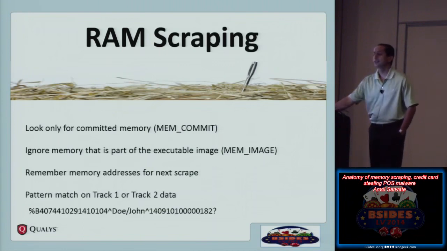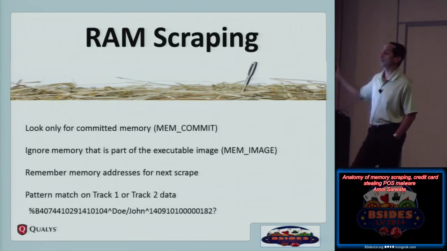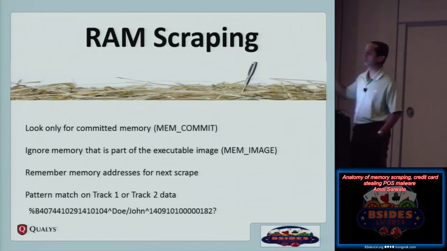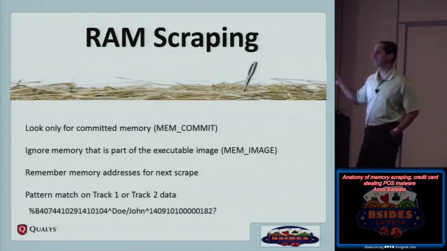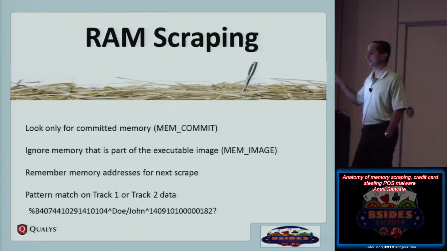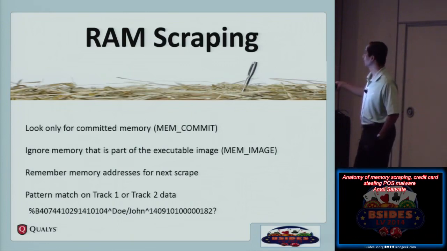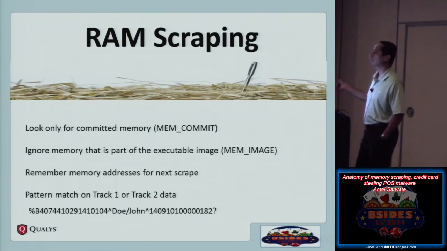And the last thing to do is to do pattern match. From our track 1 and track 2 data that we just saw, we know that it starts with the % sign, there is a B, then there is a caret. Of course, the credit card number would be a variable, the name would be a variable, it will change from card to card. The CVV would be a variable, but these delimiters are fixed, which are the %B, caret, and question mark.